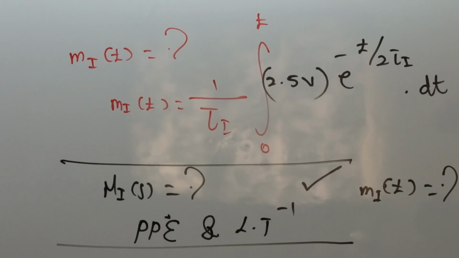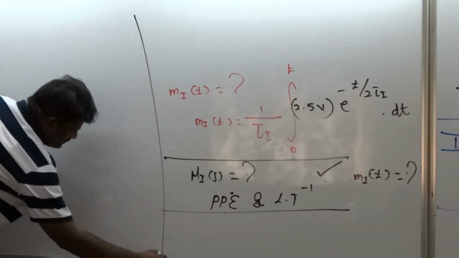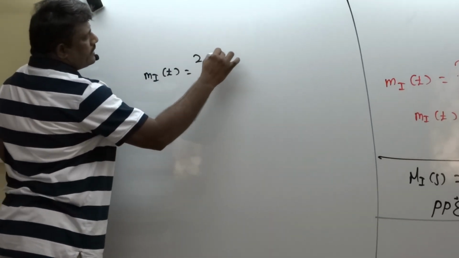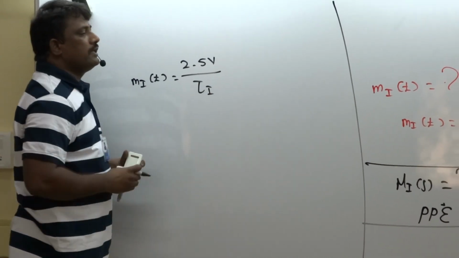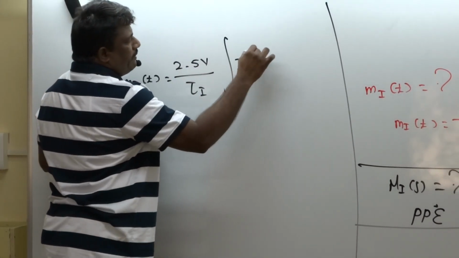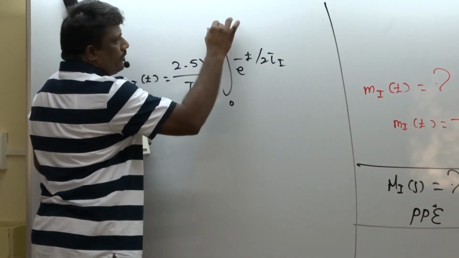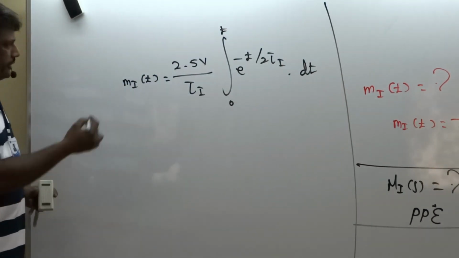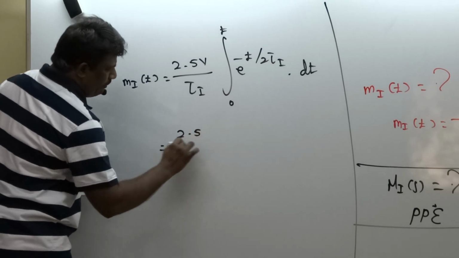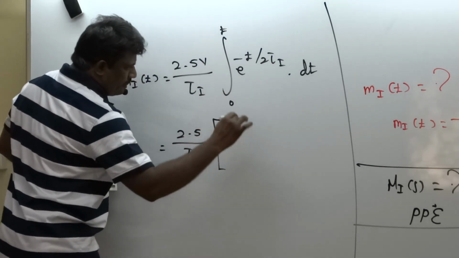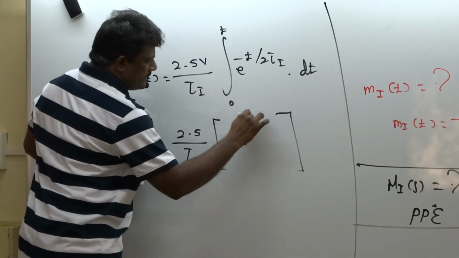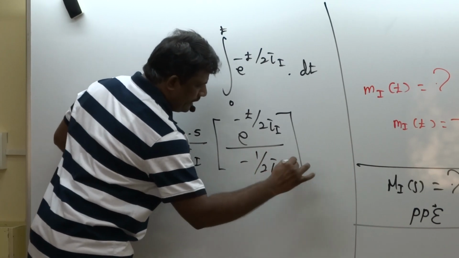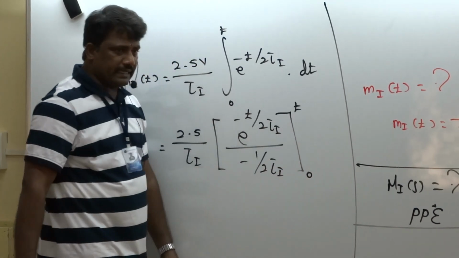So 2.5 is common, therefore MI of t will be 2.5 volts divided by tau y. The remaining is the integral of e power minus t by 2 tau y over the period 0 to t, with respect to time. You know the integration, so the result is 2.5 volt by tau y, and then e power minus t by 2 tau y divided by minus 1 by 2 tau y, the lower limit 0, upper limit t. Okay?